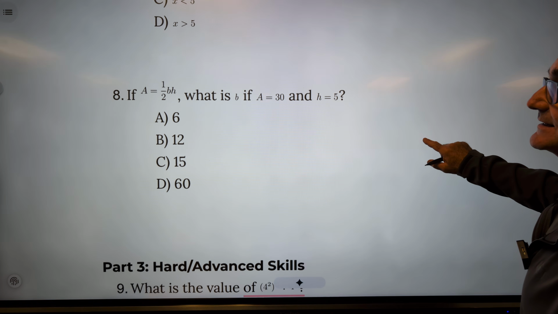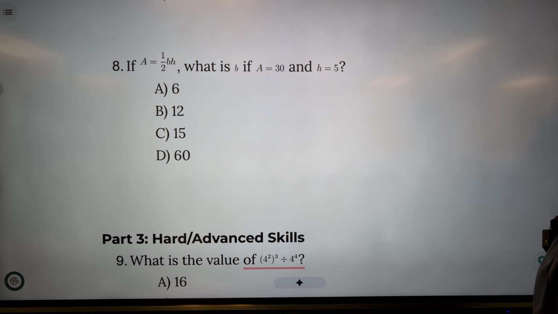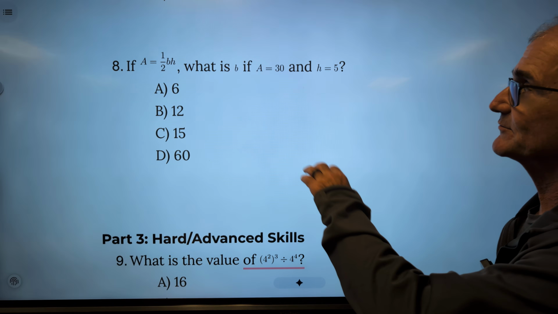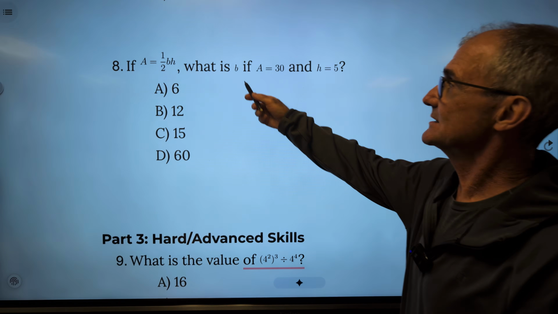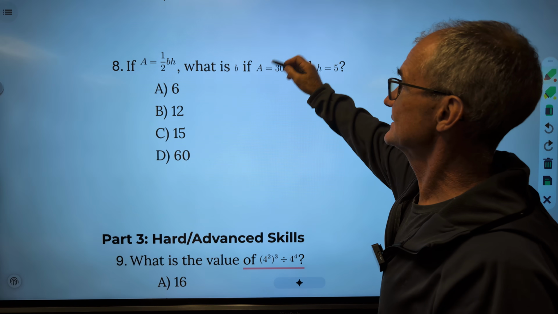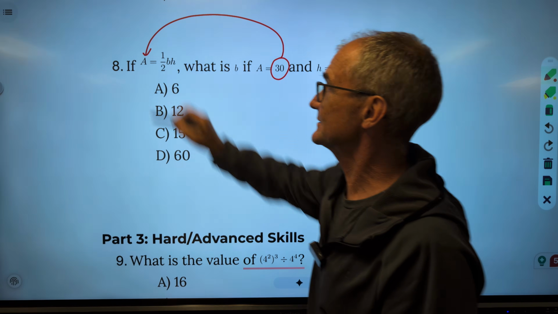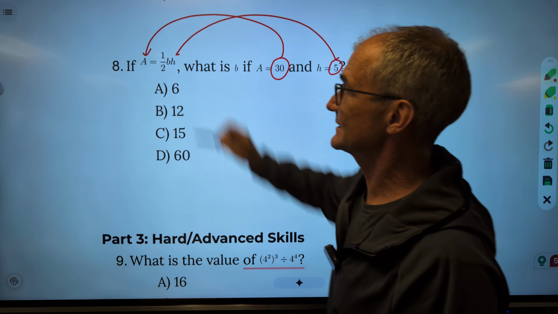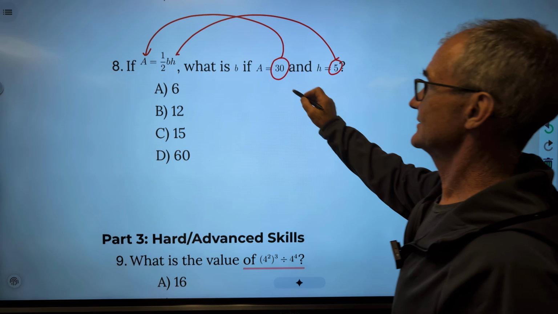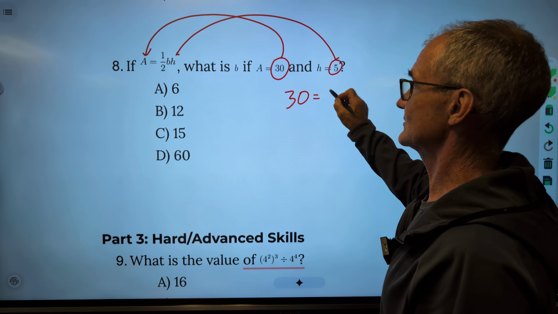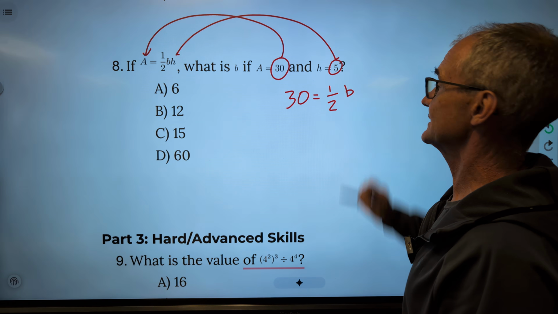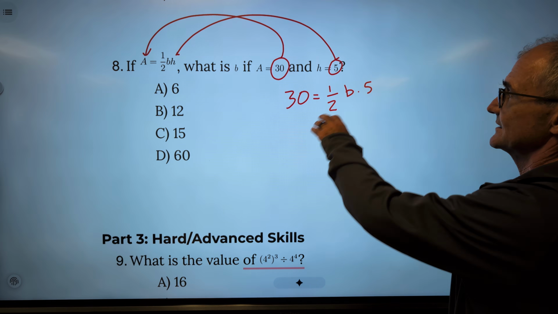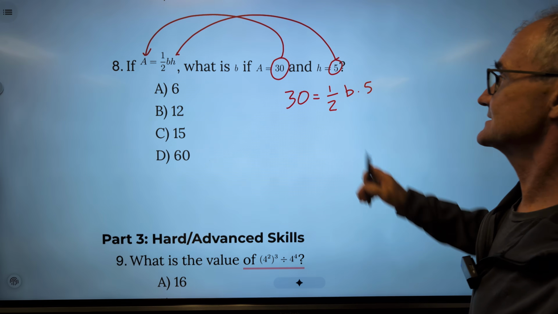Okay, number 8. So I have, if A is equal to 1/2 BH, what is B if A is 30 and H is 5? Take that value A, plug it in there. Take H and plug it in there. So I have A, 30, is equal to 1/2 times B times H. So I got to get this all by itself.